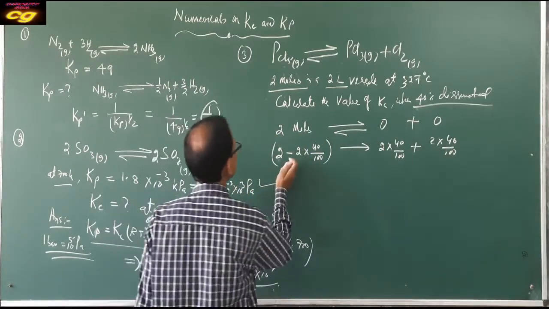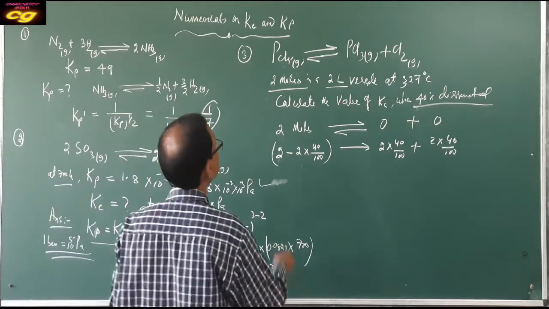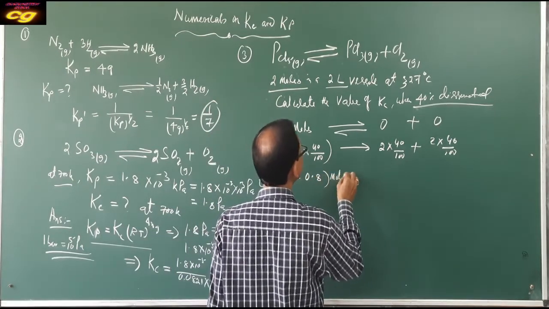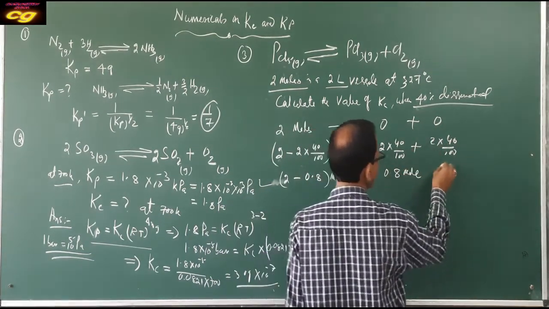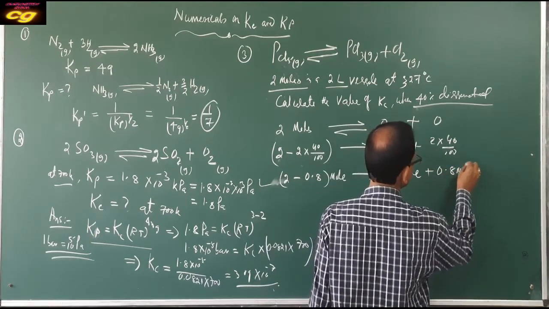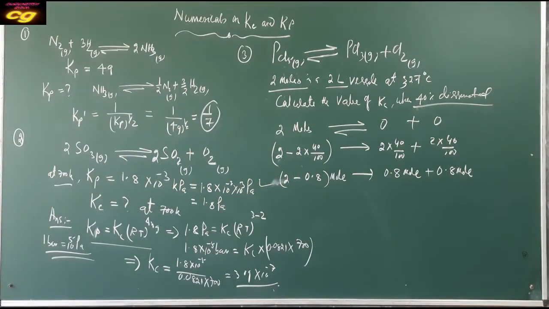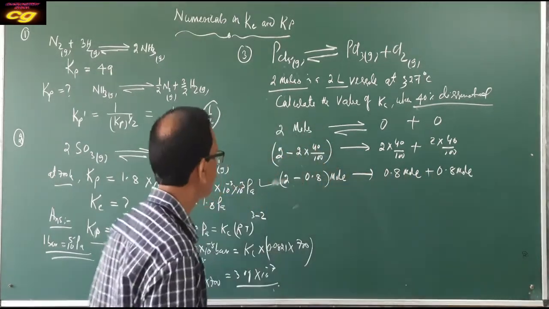Now 2 minus 2 into 40 by 100, how much is the result? 2 minus 0.8. So 2 minus 0.8 moles are left. And product will be 0.8 mole, and the second one also plus 0.8 mole. 40% means 0.8 mole. So this is what is left on the reactant side and the product side. This is the number of moles.